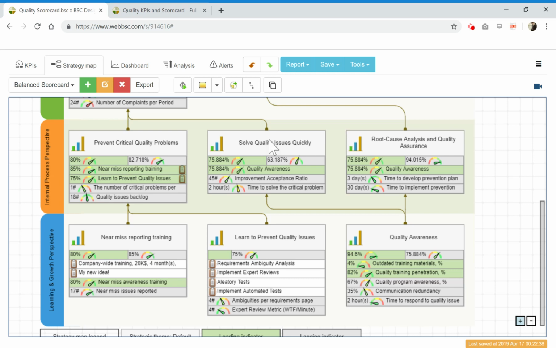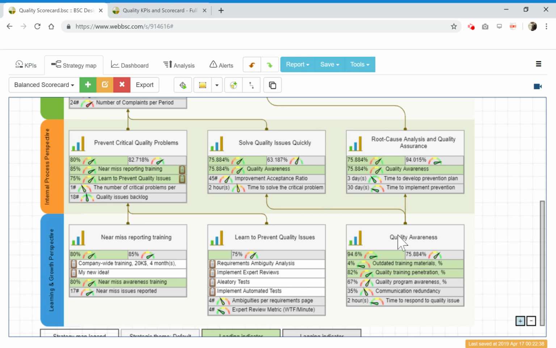Okay, moving on. Solve quality issues quickly. How can we achieve this? First of all, we have a lagging indicator that tells us how quickly do we solve quality issues. Here we have this indicator measured in hours. So if something happens to your website, make sure that you solve it quickly, within 2 hours, for example. But how can we ensure that we are able to solve quality issues quickly?